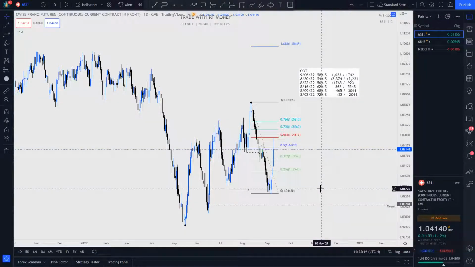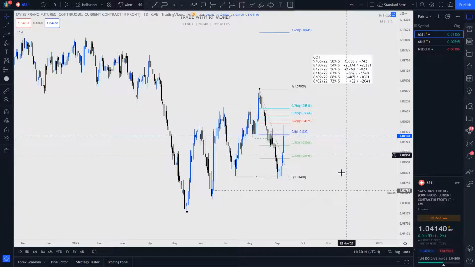We're going to take a look at New Zealand dollar Swiss franc. Let me break it down for you. I'm going to look at the individual currencies first, from the futures perspective, just to get a good gauge of their individual strength or weakness.